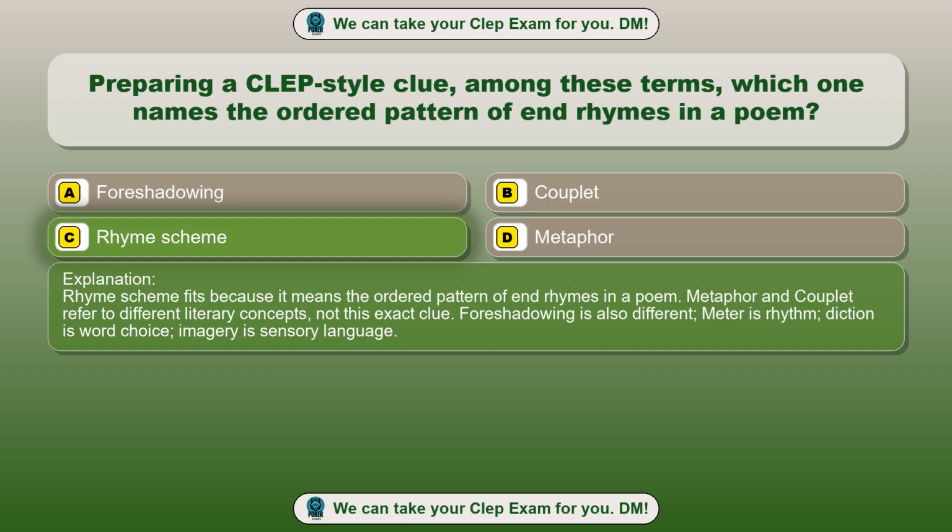Rhyme scheme fits because it means the ordered pattern of end rhymes in a poem. Metaphor and couplet refer to different literary concepts, not this exact clue. Foreshadowing is also different. Meter is rhythm, diction is word choice, imagery is sensory language.